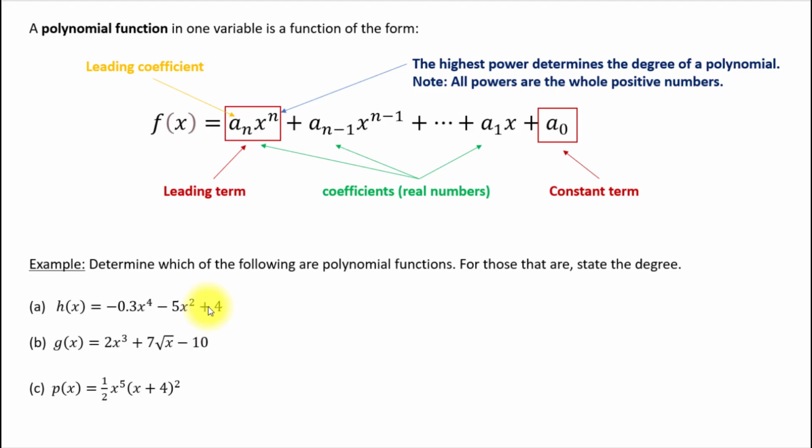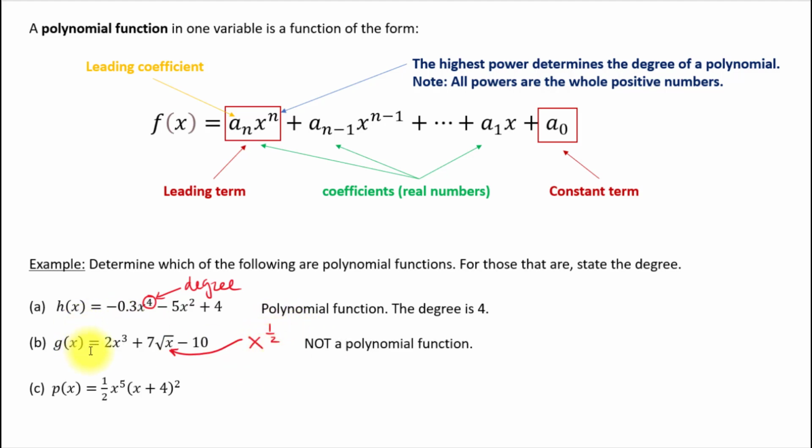Now, what's going to be the degree? Remember that the degree of a polynomial is the highest power of x. In this case, it's 4. And that means that 4 will represent the degree. How about the next function, g of x? Let's check if all powers are the whole positive numbers. Well, in this case, they're not. There is a term with square root of x, which is the same as x to the power 1/2. This means that the power of x is a fraction. It's not a whole number. So g of x is not a polynomial function.